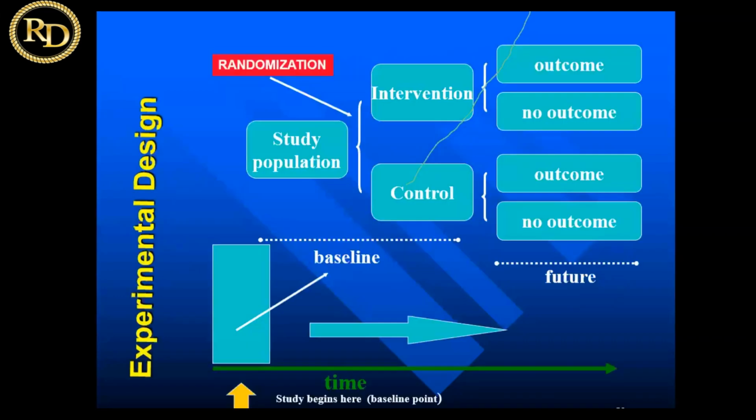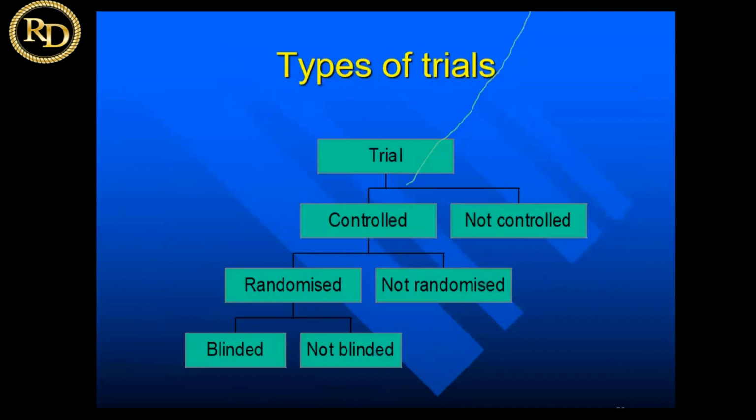So here comes the experimental design, randomization. I told you, outcome and no outcome is the baseline and that's the future. The study begins here, when the randomization is there and when the randomization is not there. Types of trial: we have controlled and we have not controlled.